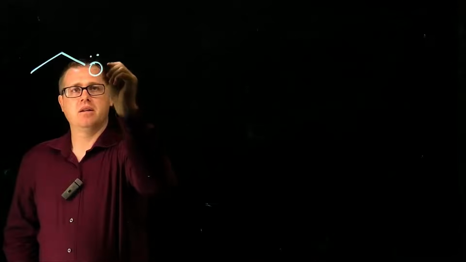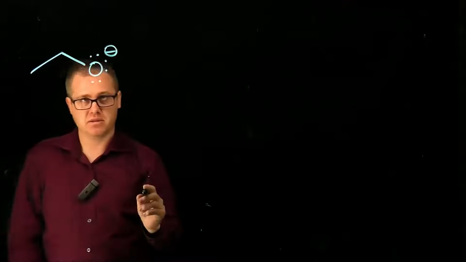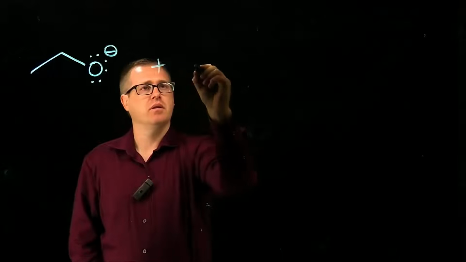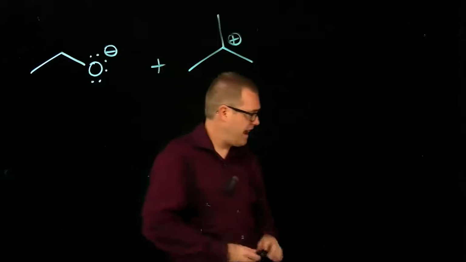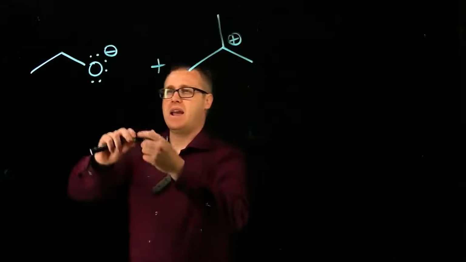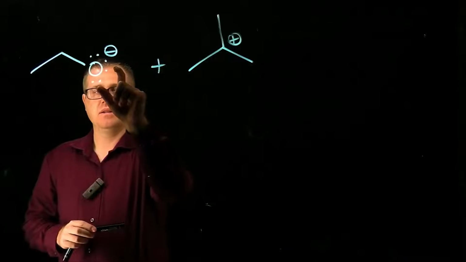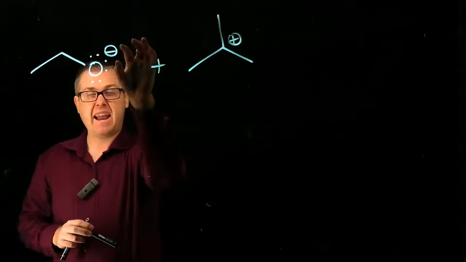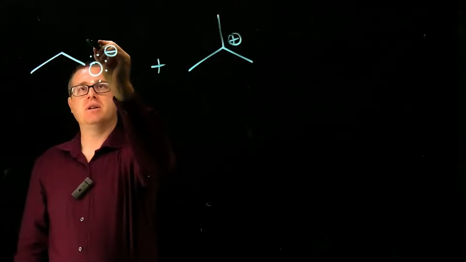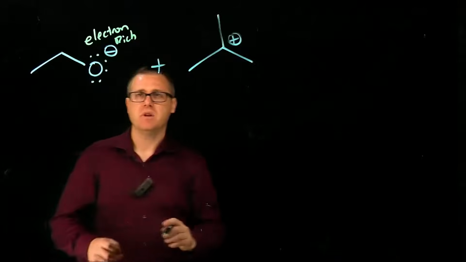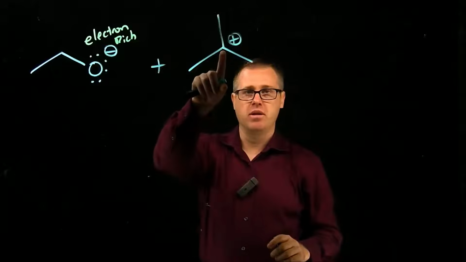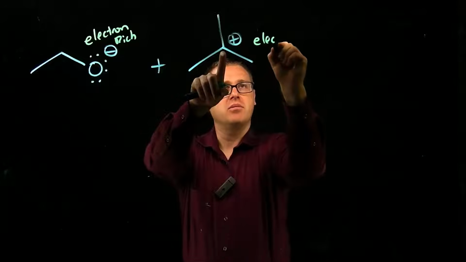In organic chemistry, oftentimes you can predict reactivity based off of this principle. What we have here is an electron-rich species. I know it's electron-rich because it has lone pairs and it has a formal charge of -1. So this species is electron-rich. Whereas this species right here has a positive charge. So that is electron poor.